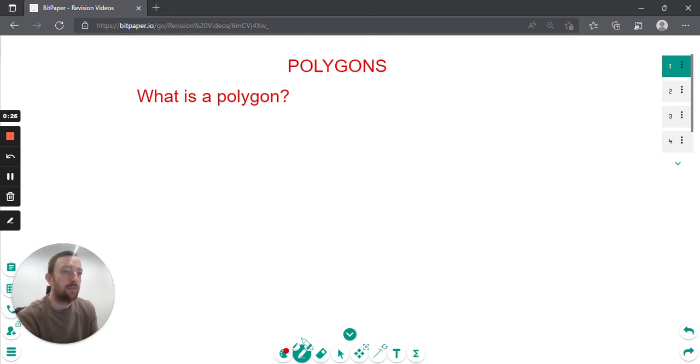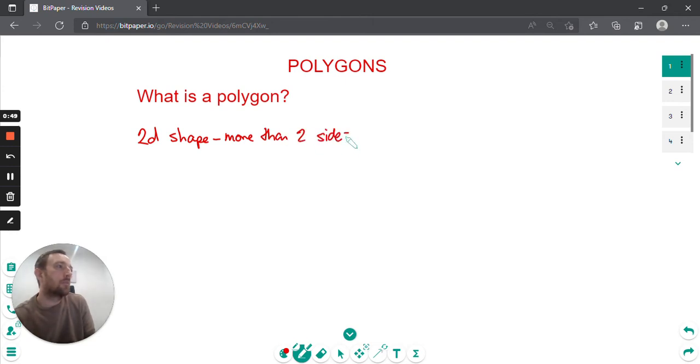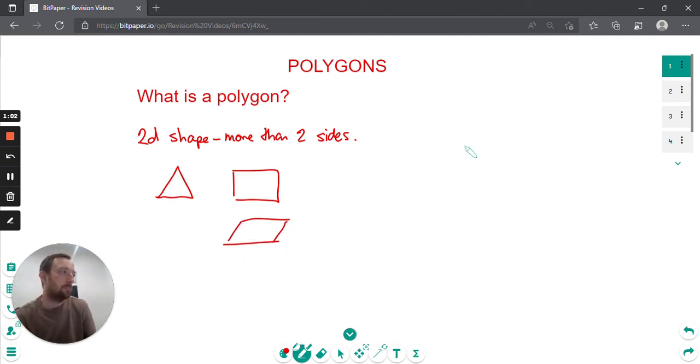So firstly, I've been asked for a couple of requests. The first one for the first session is going to be polygons. So we'll get started. What is a polygon? A polygon is just a 2D shape that has got more than two sides. So the first shape that is a polygon is just a triangle. Second shape, you could have a rectangle, you could have a parallelogram, etc. Okay, so that's what we mean by a polygon.